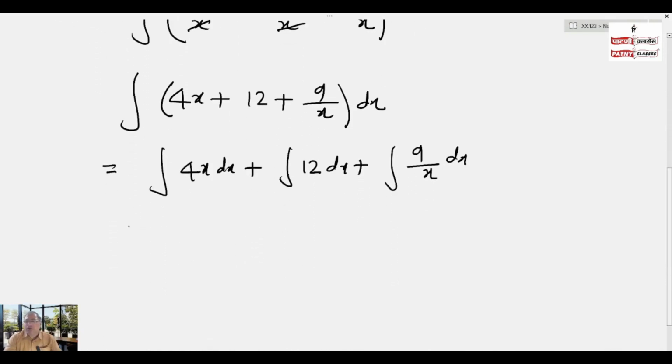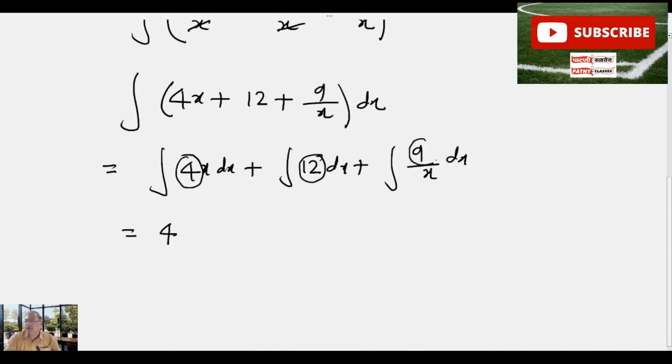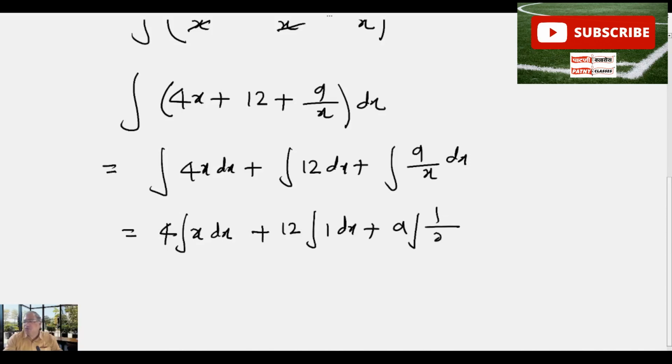Now here, any constant terms that are there, we can take out of the operation. Here 4 is a constant, 12 is a constant, and 9 is a constant. So first we take these constants out of the operation. It is 4 into integration of x dx, and 12 integration of 1 dx, and 9 integration of 1 upon x with respect to x.